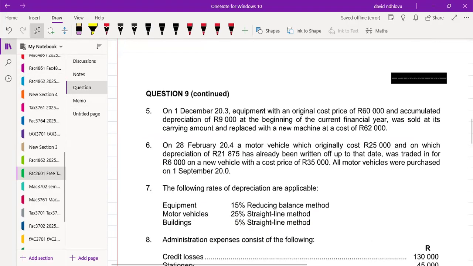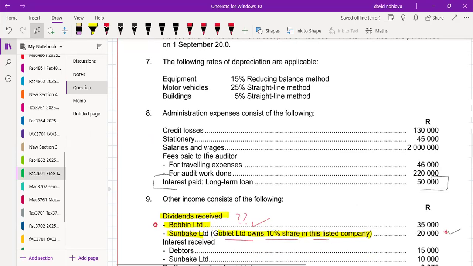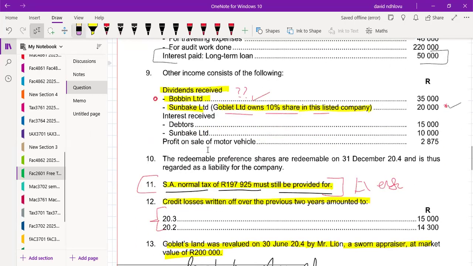Then you continue and say, what else did you receive from your investment? Then we have interest received. Right, from our debtors, we received 15,000. Now, debtors is not investment, as per se. Here we are looking for long-term investment, non-current. Debtors is a current asset. So therefore, we are not accounting for the debt.